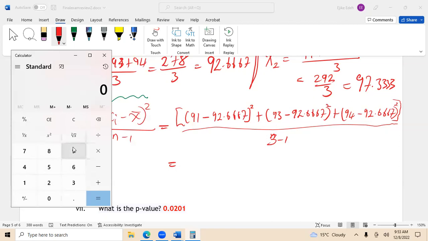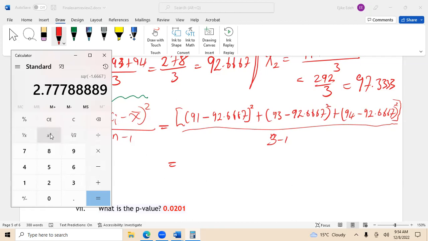So the first one is 91, right? Minus 92.6667. Okay, so that gives us -1 plus. So I think let's see if this square works. If this doesn't work, you can just multiply by 2, right? So let's square. Okay, so it gives us the answer when we click on square.